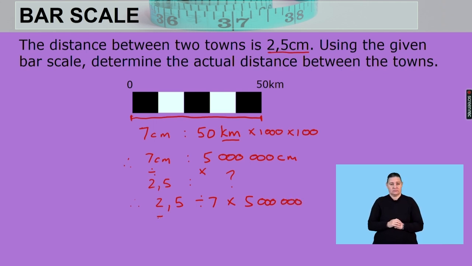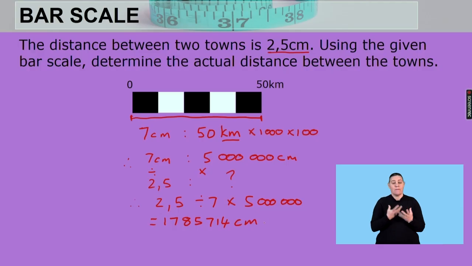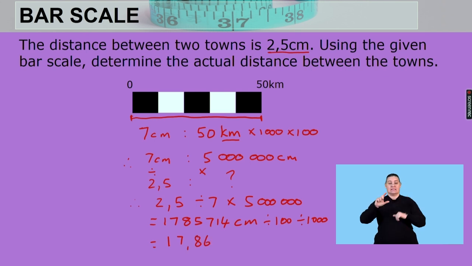Nice work. All right. Ooh, that didn't come out quite nice. That's much better. That gives me 1,785,714 centimeters, which I don't want. I need this answer to be in kilometers, so we're almost there. We've got to divide by 100 to get it to meters, divide by 1,000 to get those meters to kilometers, and we end up with 17.86 kilometers. Very well done.